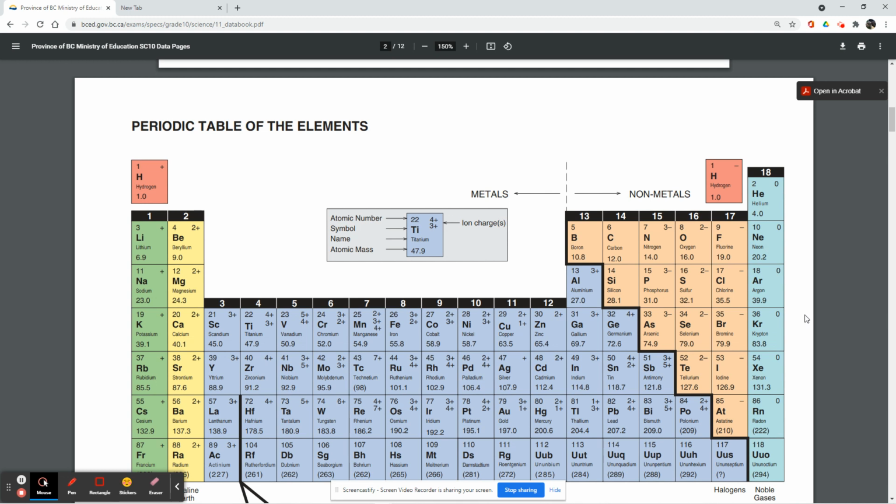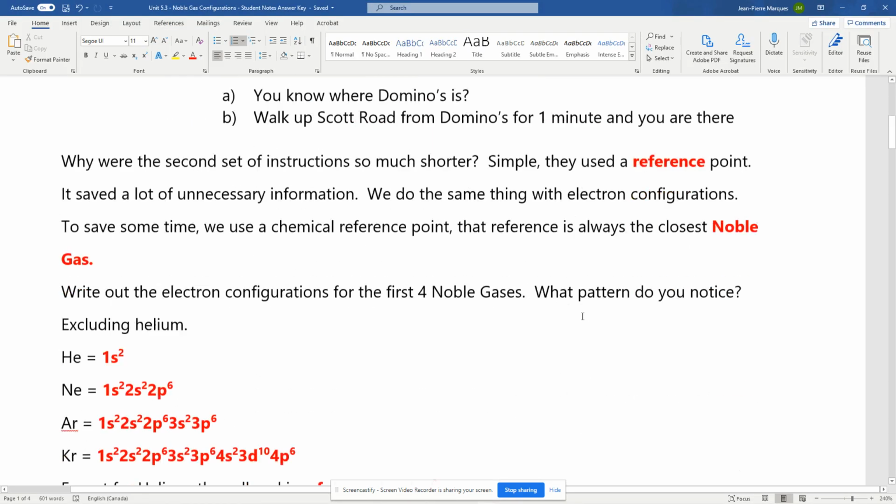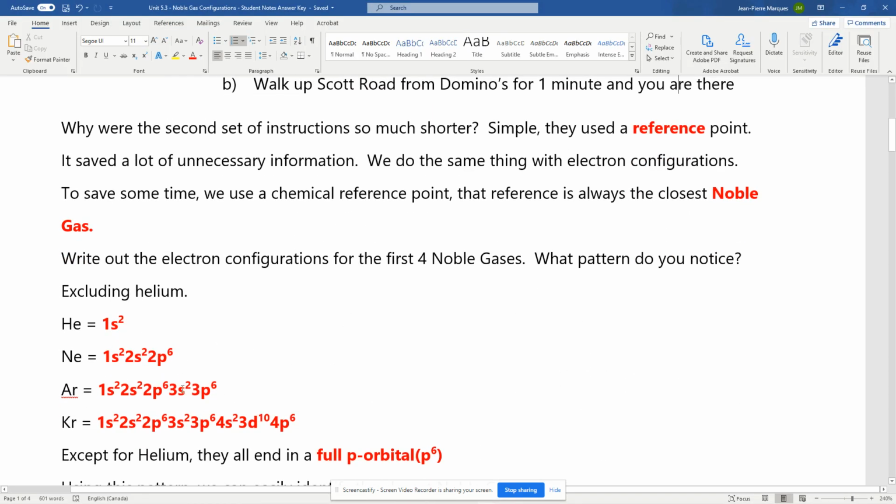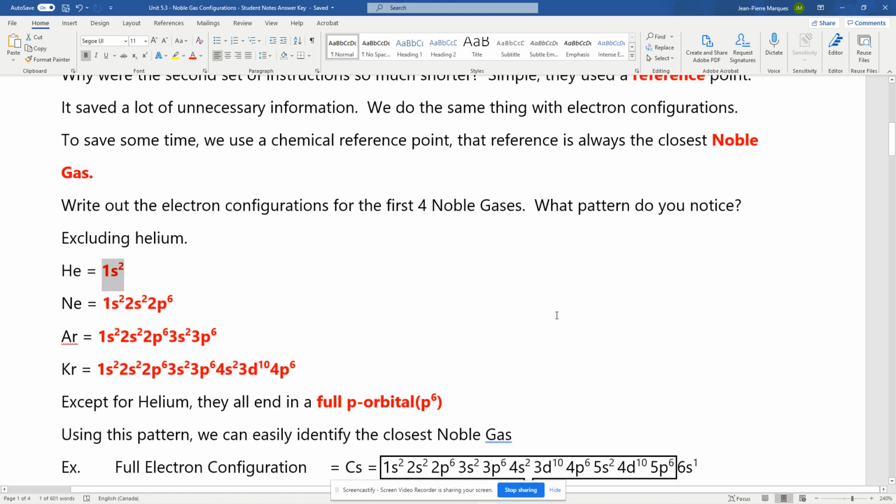They all end in a full p6 orbital. For example, neon is 2p6, argon 3p6, krypton 4p6, xenon 5p6, radon 6p6, and this isn't really a noble gas. This is a new element that was just created a little while ago, so don't worry about that one. But the others, the actual noble gases, they all end in a full p6. So this is your marker, this is your clue. When you look at any other noble gas, except for helium, which is the exception, they will all end in a p6. So they all have a full p orbital.